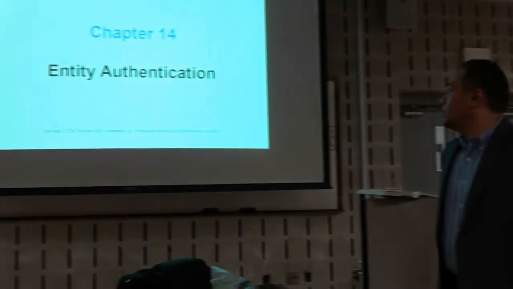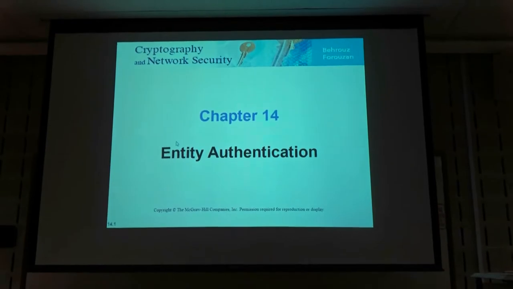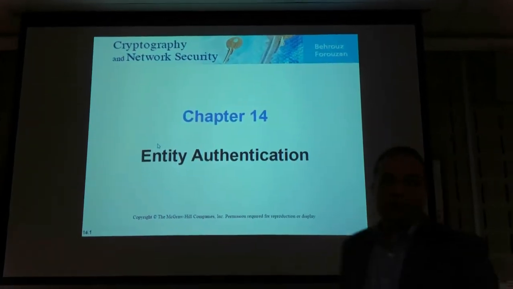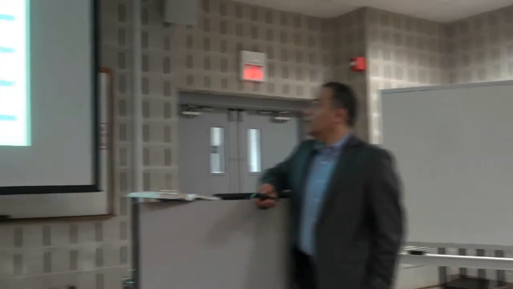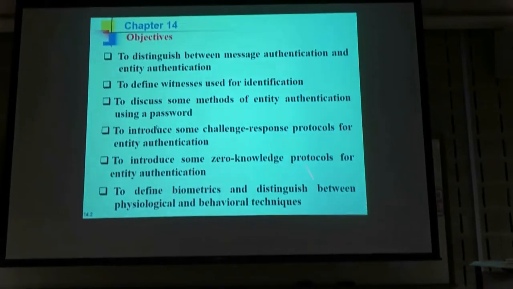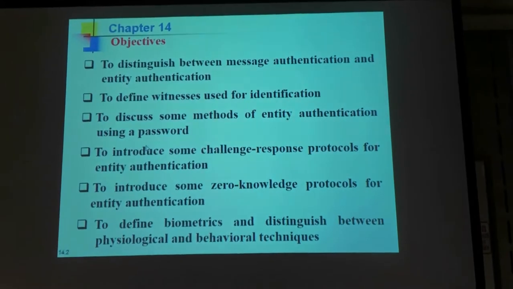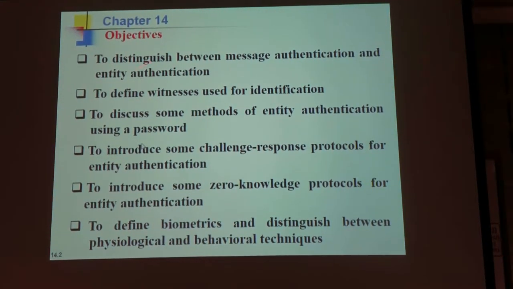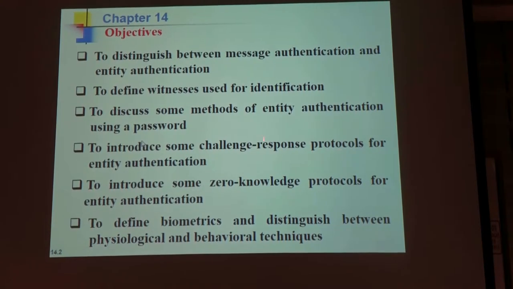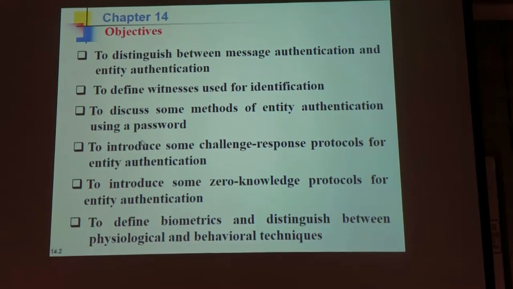Network security, we're going to talk today about entity authentication. So what do we mean by entity? It could be a person, it could be a computer, it could be a resource, it could be multiple things. Today we're going to distinguish between message authentication, which we already talked a lot about, how to authenticate a message, is it authentic or not authentic, and entity authentication. Then we define the witness used for identification. Then we discuss some methods for entity authentication using passwords.